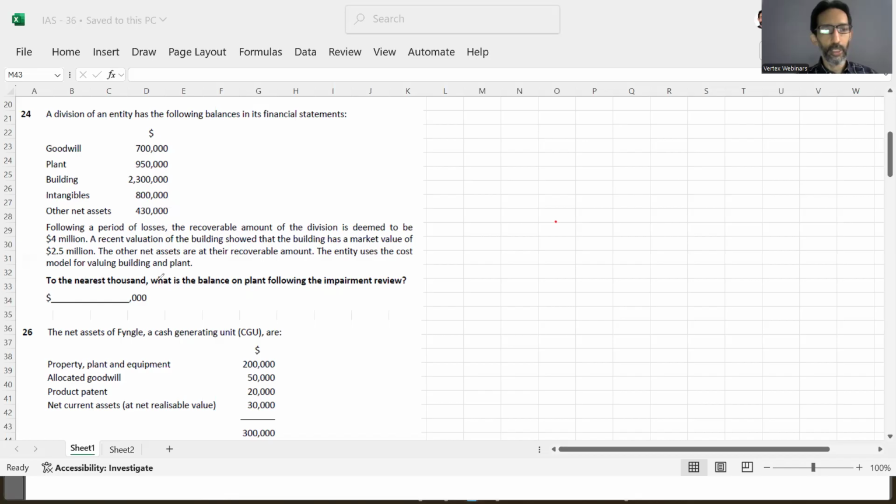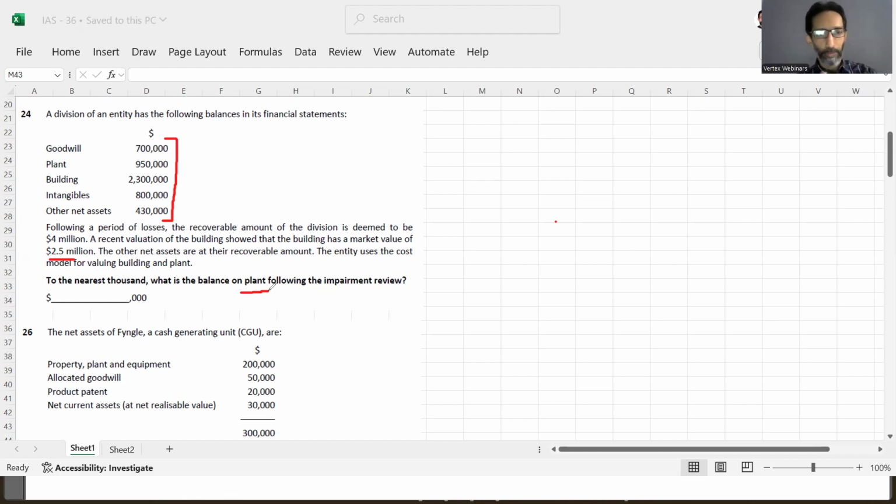Okay. So to the nearest thousand, what is the balance on plant following the impairment review? So now it's the same situation, same values, goodwill, and all these assets. This is the value of the whole division, and the recoverable amount is 4 million, and same, the building has increased in value. A recent valuation told us that the building is worth 2.5 million. So it's the same information as question 1.